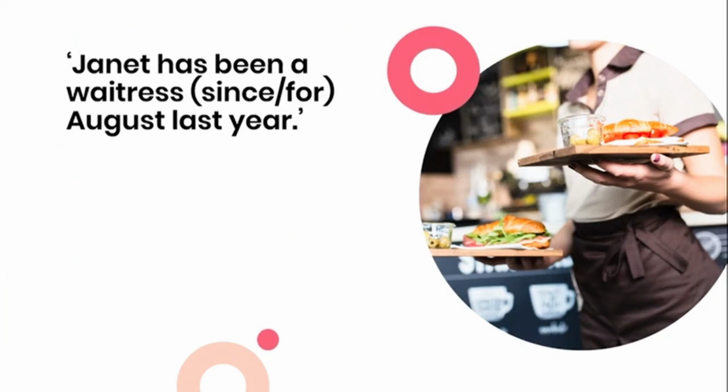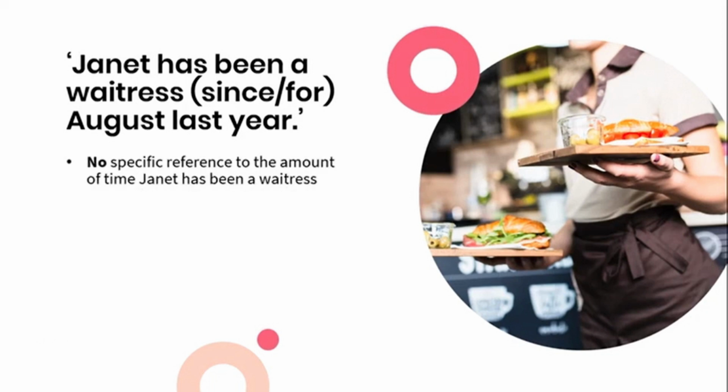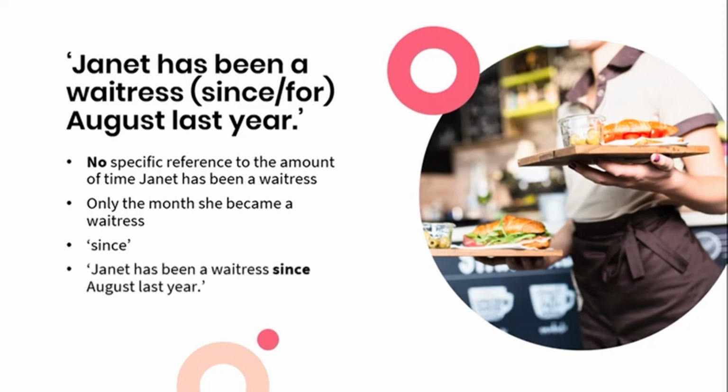In the second sentence, Janet has been a waitress since or for August last year. There is no specific reference to the amount of time Janet has been a waitress. There's only the month she became a waitress. In that case, we use the preposition since, making it, Janet has been a waitress since August last year.